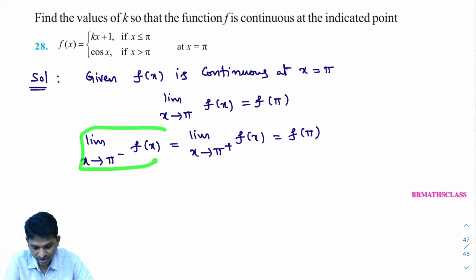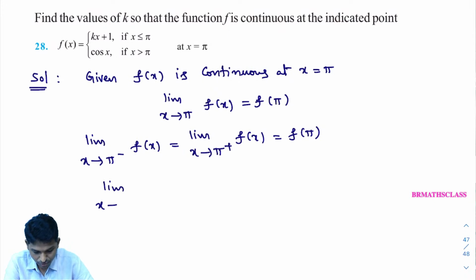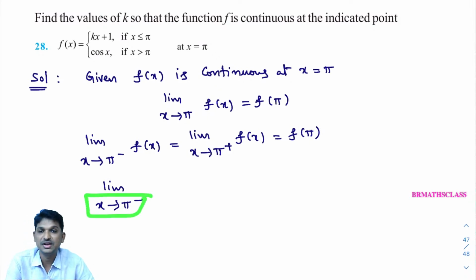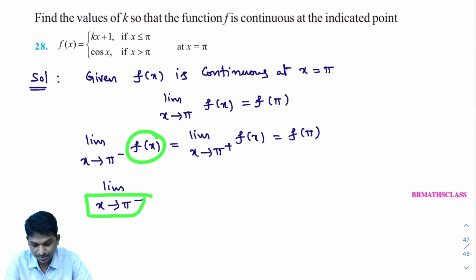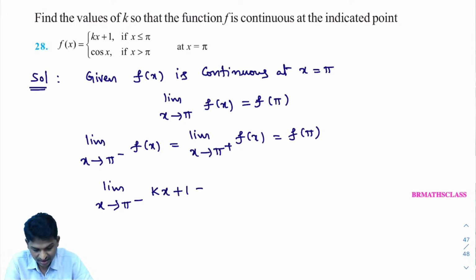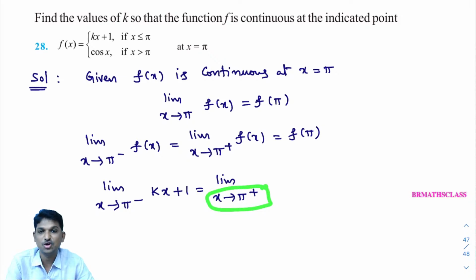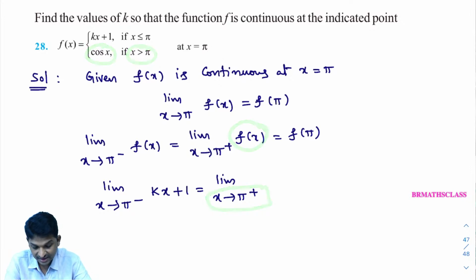Now I'll try to calculate this one and this one. Limit x approaches pi from left. X approaches pi from left means all x values are less than pi. When x values are less than pi, which function to choose? I need to choose this function kx plus 1. So, in place of f of x, I'll take kx plus 1 equals limit x approaches pi from right. What it means? It means that all x values are greater than pi. When x values are greater than pi, which function to choose? I need to choose cos x. So, in place of f of x, I'll write cos x.